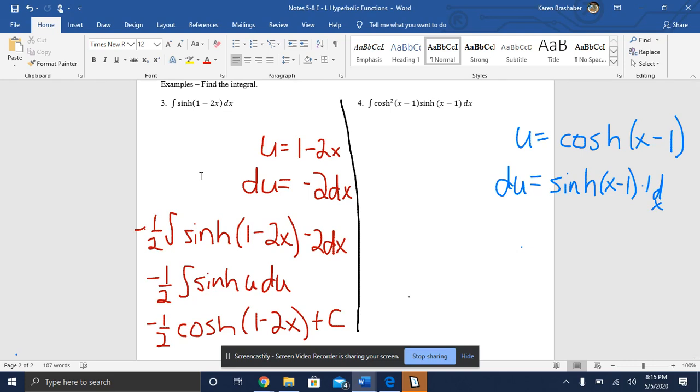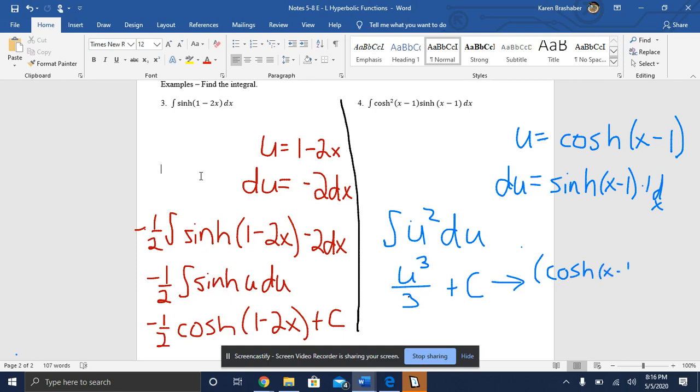All right, so we will be just integrating u squared du. We don't have to make any adjustments whatsoever. And so we can use our power rule, u to the third over 3 plus c. And then finally, we'll want to substitute in. So your final answer would be hyperbolic cosine of x minus 1 to the third power over 3 plus c.